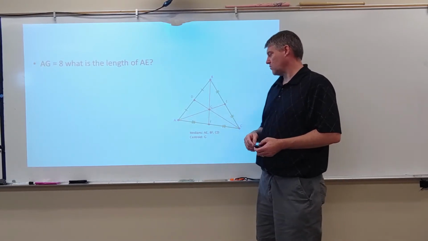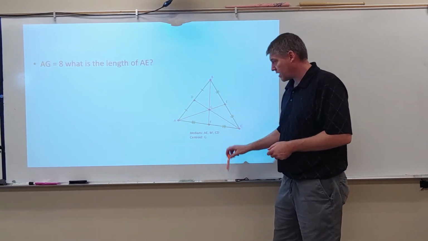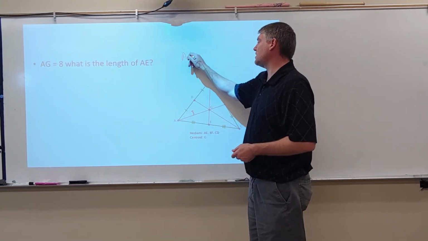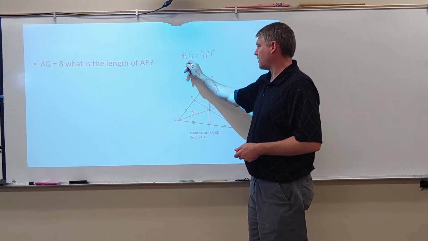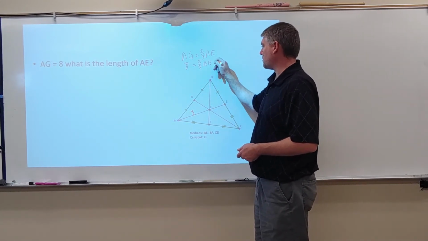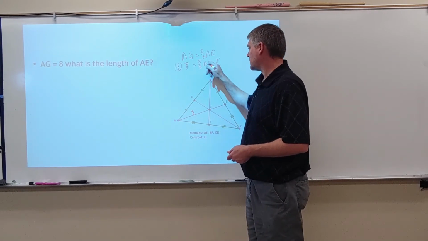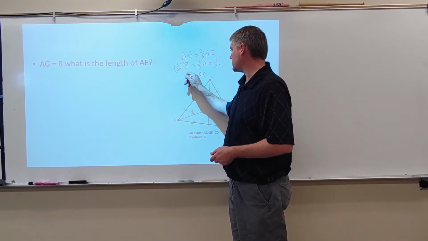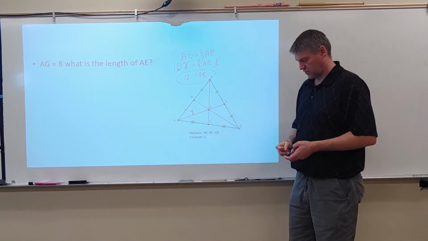AG is 8. What is the length of AE? So, if I know that this is 8, so I know AG is equal to 2/3 AE. Okay? I know AG is 8 equals 2/3 AE. So now I'm going to multiply by 3/2. Multiply by 3/2. Okay, so AE. So 2 goes into 8 4 times. 3 times 4 is 12. So AE is 12 units.